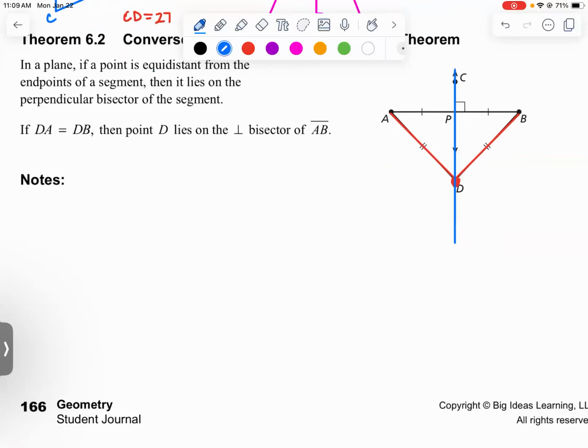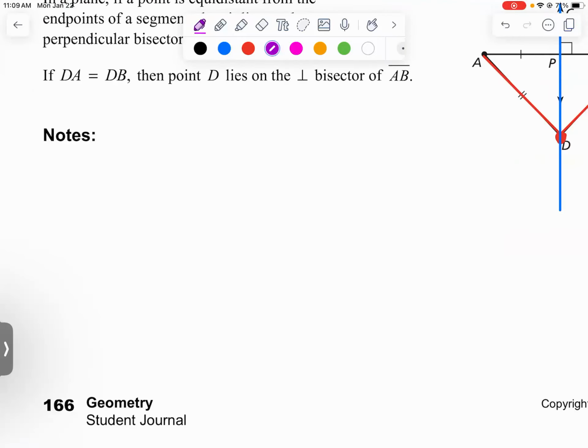So let me give you a scenario in which we would be able to use this, okay? So I'm going to draw a triangle. Ooh, that looked okay.